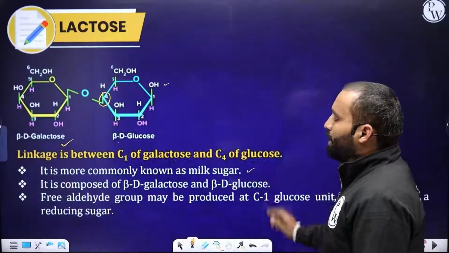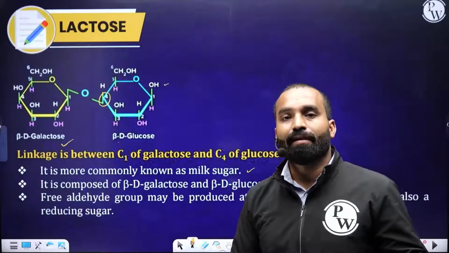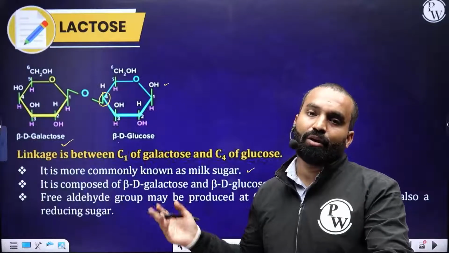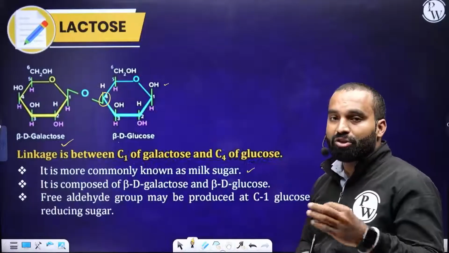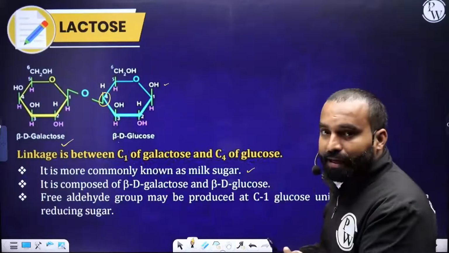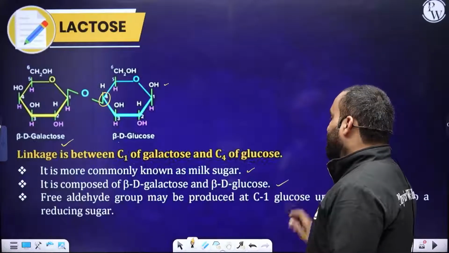This is more commonly known as milk sugar. Lactose is present in milk. Some people have lactose intolerance because they cannot hydrolyze lactose. They lack one of the enzymes which is used to hydrolyze it inside the human body. It is composed of beta D galactose and beta D glucose.